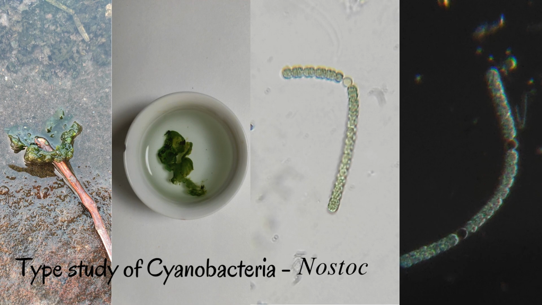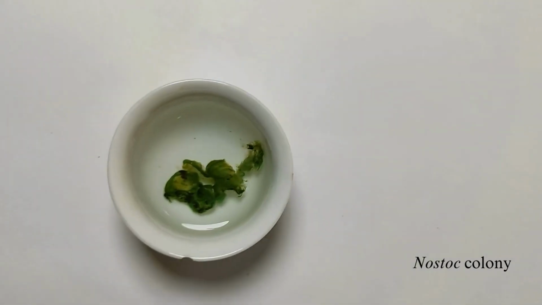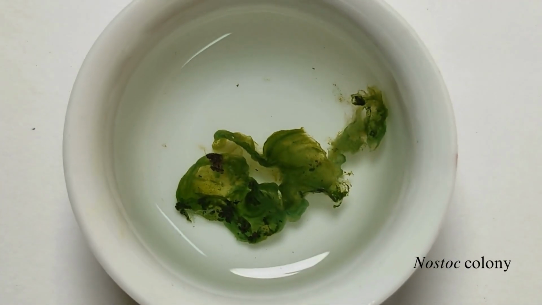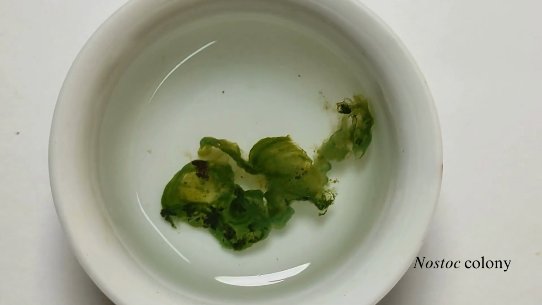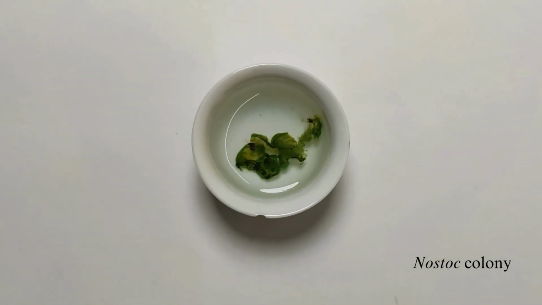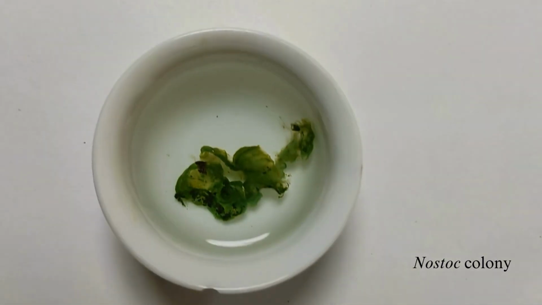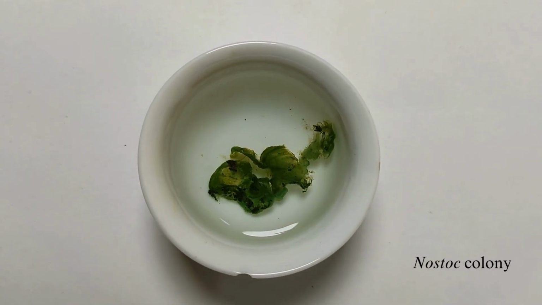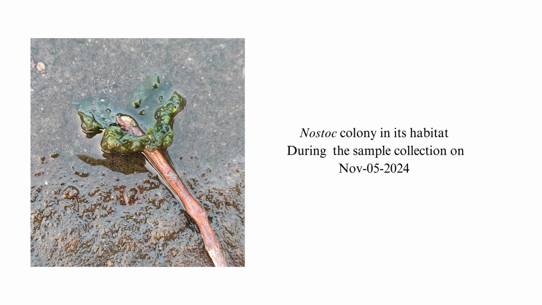Type study of Cyanobacteria Nostoc. Nostoc is a genus of filamentous nitrogen-fixing cyanobacteria that form macroscopic or microscopic colonies and is common in both terrestrial and aquatic environments. Nostoc species also occur in symbiotic associations with liverworts, ferns, and the angiosperm.